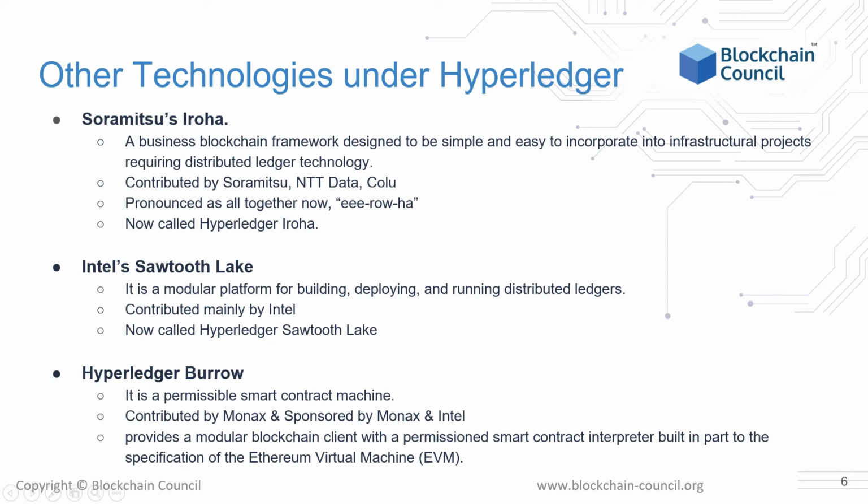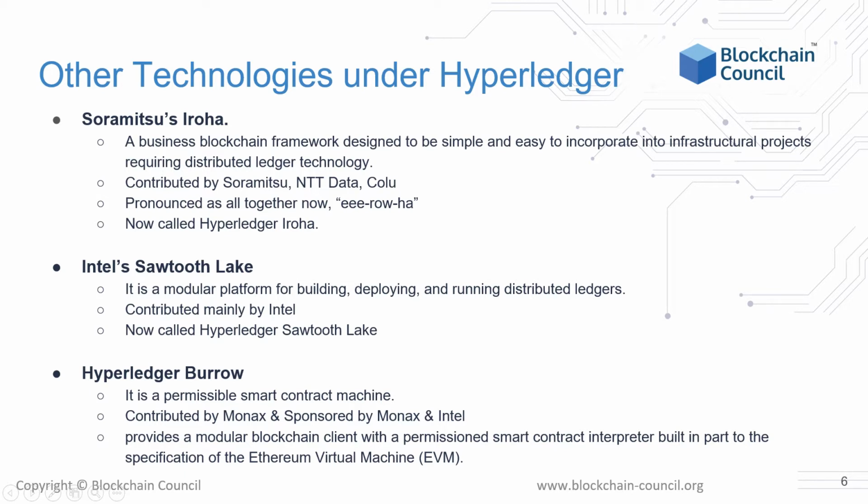There are various other technologies under Hyperledger, such as Soramitsu's Iroha. It is a business blockchain framework designed to be simple and easy to incorporate into infrastructural projects requiring distributed ledger technology. It is a domain-driven C++ design that is simple and modern. This Hyperledger technology focuses on mobile application development and is based on a Byzantine fault-tolerant consensus algorithm. The Byzantine fault-tolerant consensus algorithm, in a nutshell, handles a fault where all the peers do not get the same value. Hyperledger Iroha was initially contributed by Soramitsu, NTT Data, and Colu. It is pronounced as Iroha.